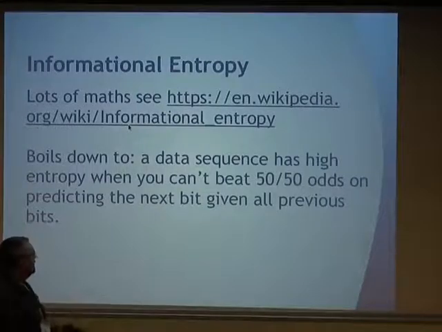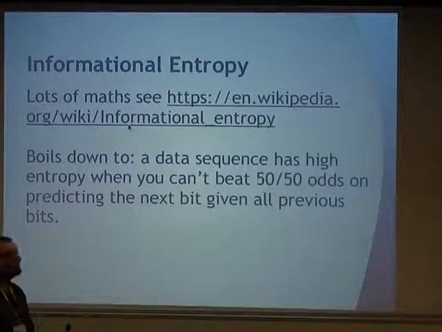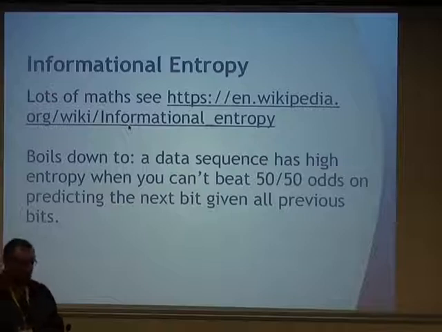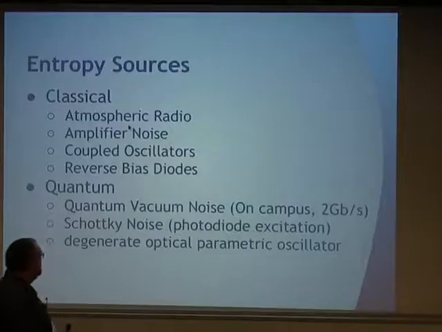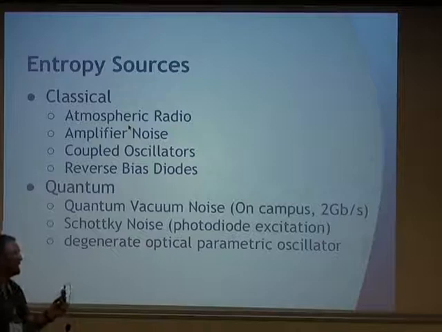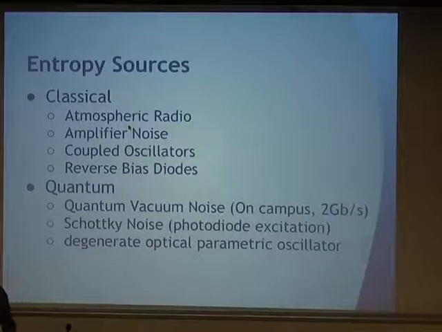So you guys know about entropy. It's lots of maths, and there's some Wikipedia links. If a data sequence has high entropy, you can't tell what the next bit's going to be given all the previous history. That's all you really need to know about it. There are various sources of it. These guys obviously are sampling atmospheric radio noise, or you short the antenna port, put it in a sealed box, and you start sampling the electrical noise of the amplifiers, which is a bit more secure.